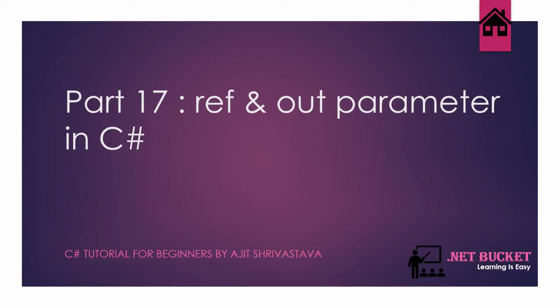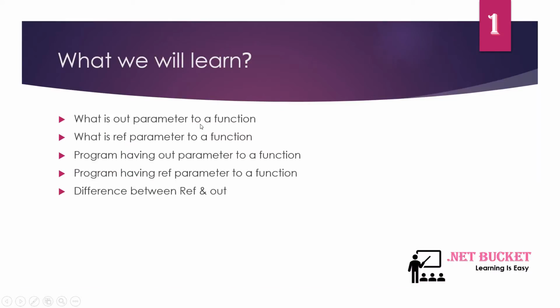I am Ajit Srivastava and this is part 17 where we'll be discussing what is ref and out parameter in C#. So basically this is a continuation of parts 15 and 16 where we discussed functions. What we'll be learning today is what is out parameter and similarly what is ref parameter, and then we'll see programs for these two, and then we'll see what is the difference between ref and out.